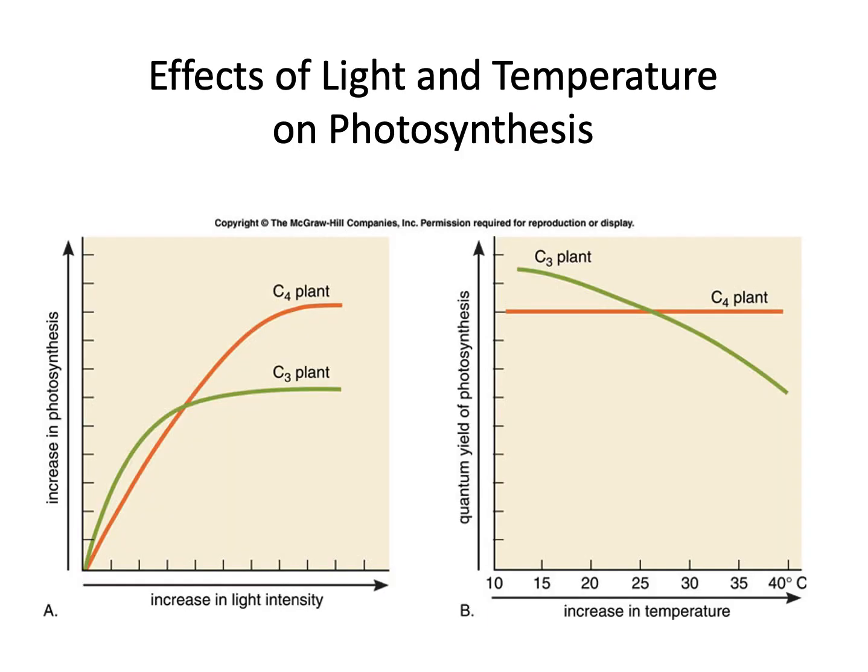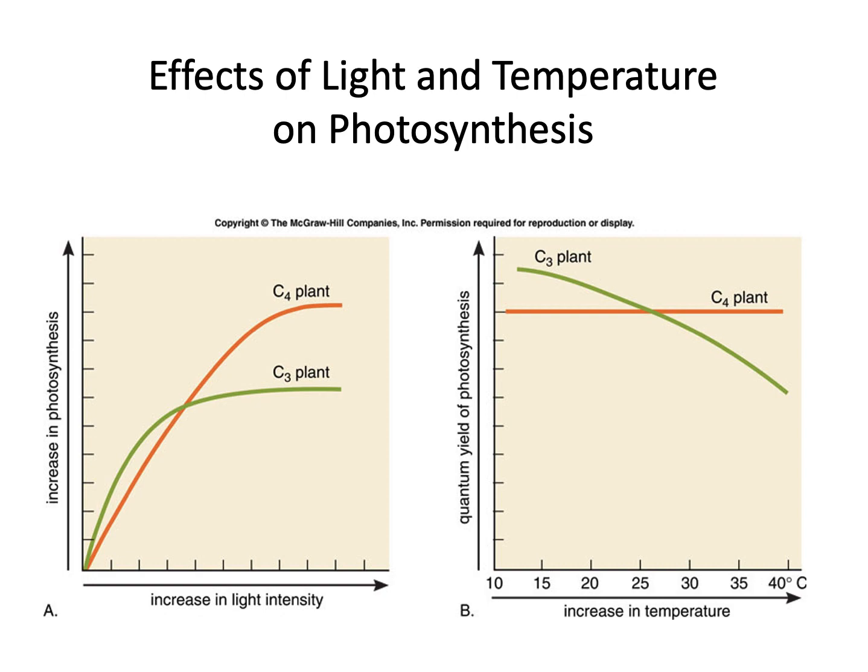So what are the effects of light and temperature on photosynthesis? Well, in the first graph on the left, we can see we have an increase in photosynthesis on one axis and an increase in light intensity on the other. And notice that as light intensifies, C3 plants level out before C4. Therefore, this tells us that C4 is able to do photosynthesis more efficiently at higher light intensity.